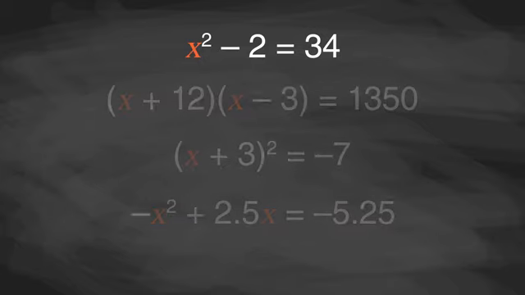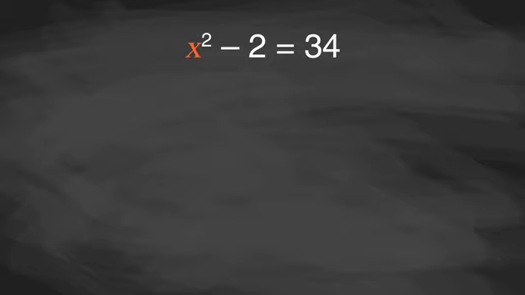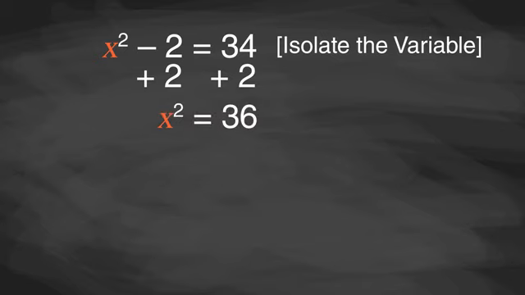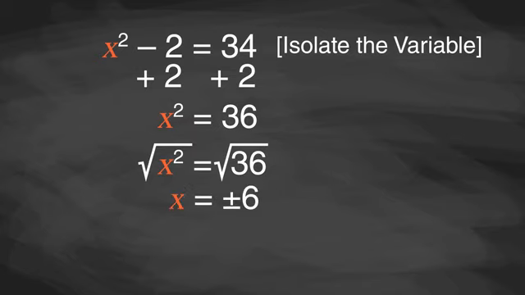Let's start with the first equation. The best and most effective strategy to solve for x in the first equation would be to isolate the variable. Start by adding 2 to both sides of the equation. You'll now have x squared equals 36. Since 36 is a perfect square, you can take the square root of both sides to solve. The solution is x equals positive 6 and x equals negative 6.